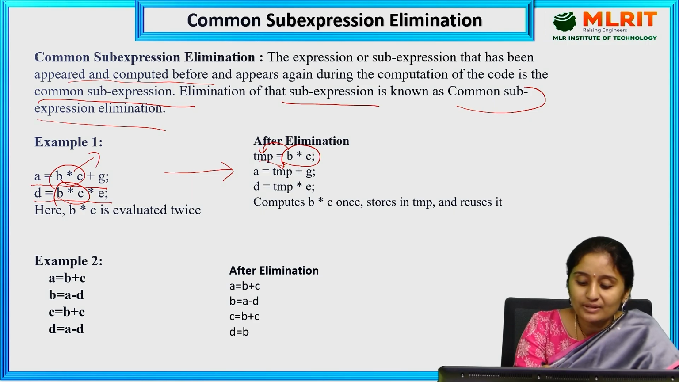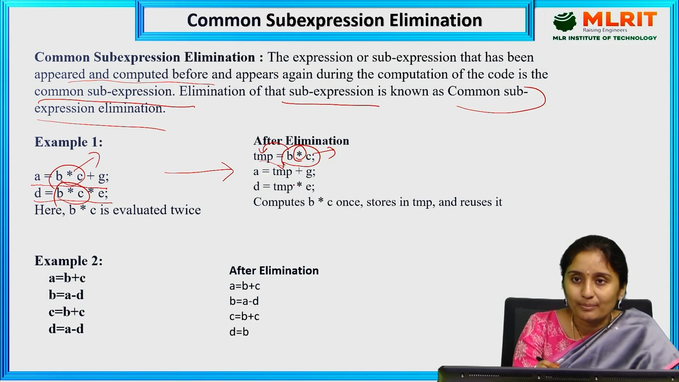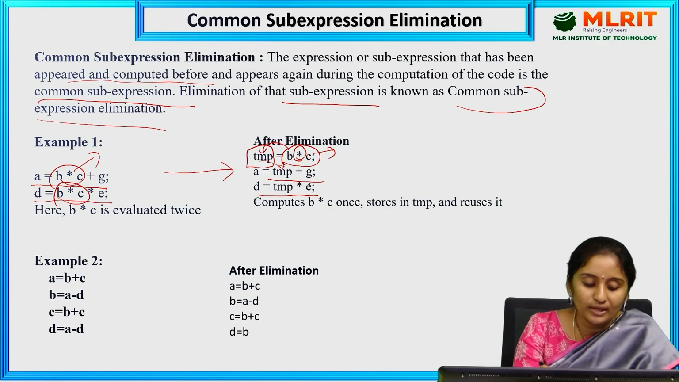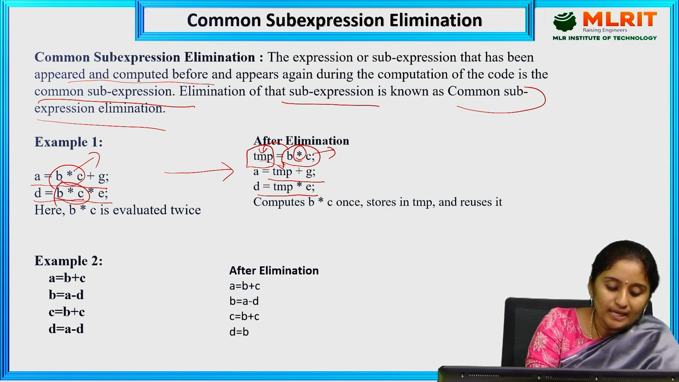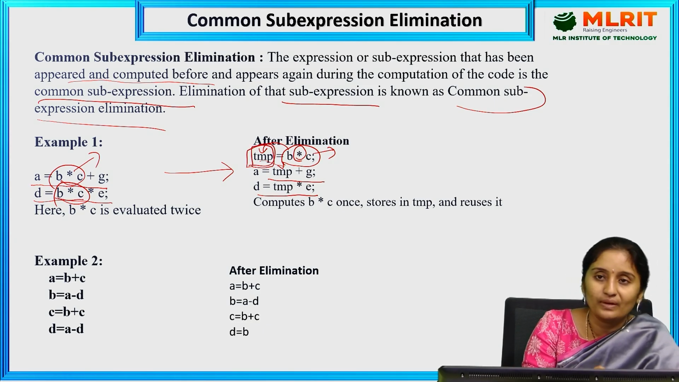So what happens if I use B into C? The multiplication operator takes some amount of time. So instead of that, I am going to do strength reduction. I am going to reduce this with some temporary variable here. So A equal to temp plus G and D equal to temp into E. Here B into C is replaced with a temporary variable.